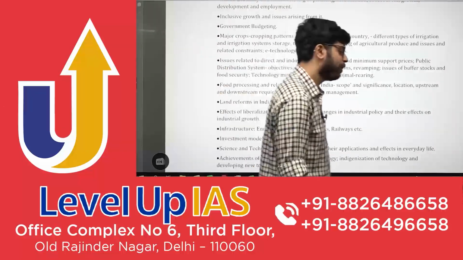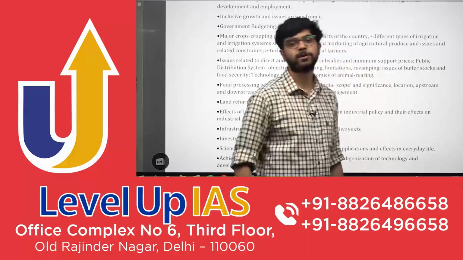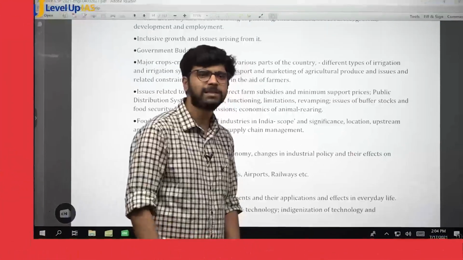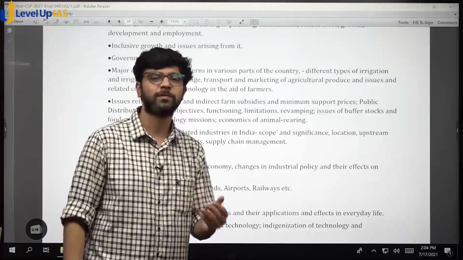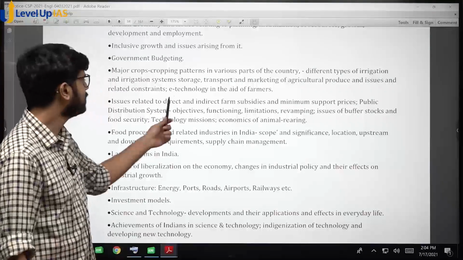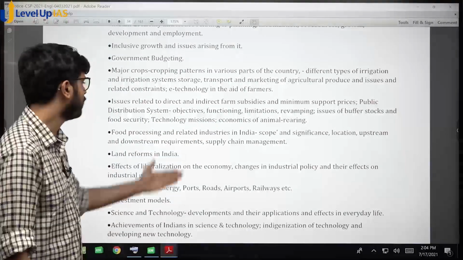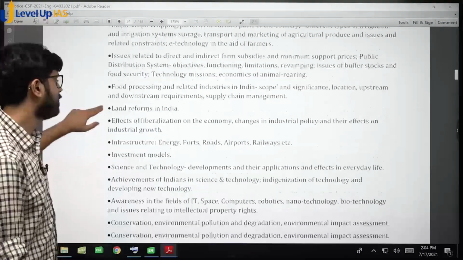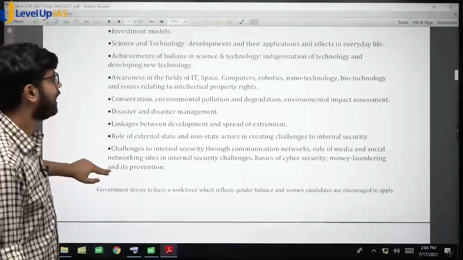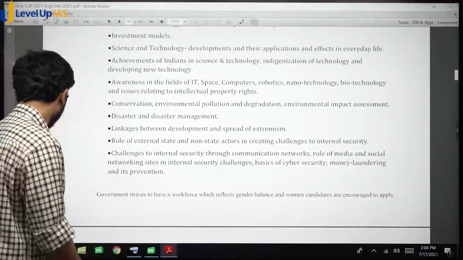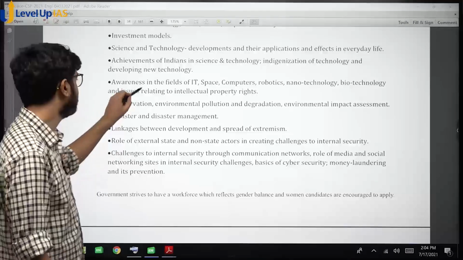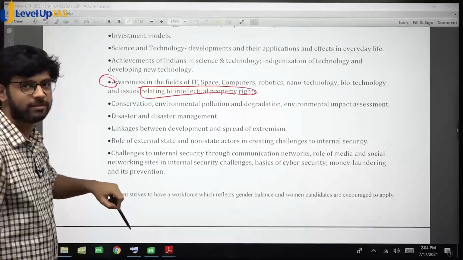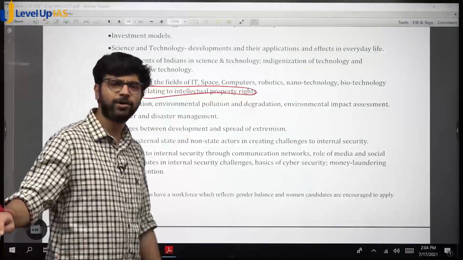Now, I have also told you, pay attention to the last sub-point of every syllabus point, because that is normally ignored, or normally we don't reach there. And UPSC asks a very simple question on the last point and we are unable to answer. See, for example, what is the last point here? E-technology in the aid of farmers. What is the last point here? Economics of animal rearing. What is the last point here? Supply chain management. Again, I'll go across subjects and show you. Wait. See this. This is the last point, but it is a big point. In fact, this point is bigger than this. But still, we did it in WTO, TRIPS and all.